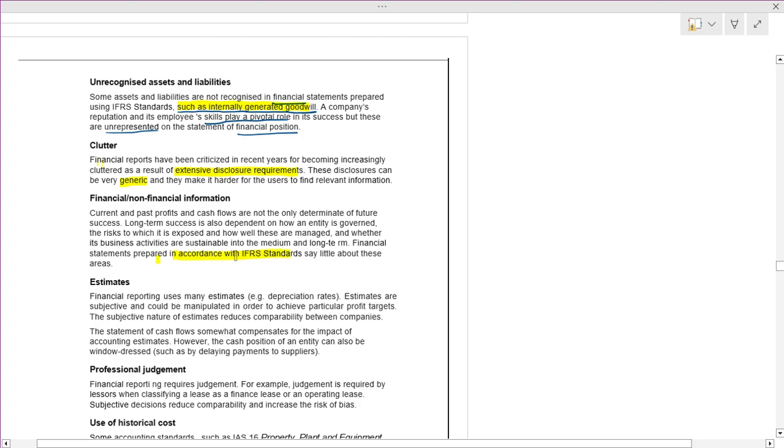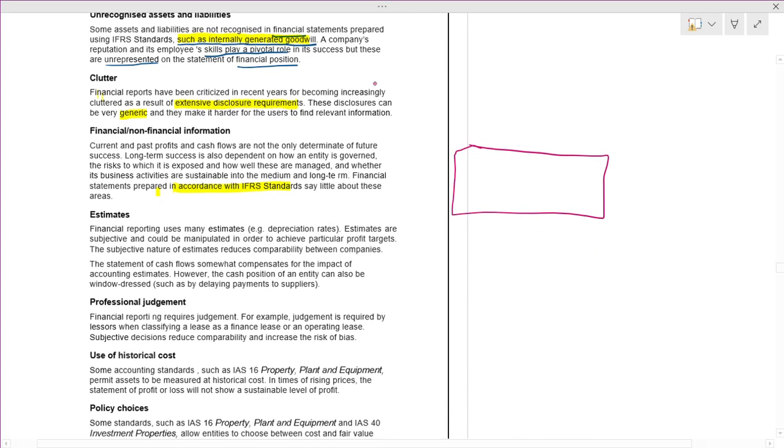Financial statements are prepared in accordance with IFRS. They have given a framework, that's all. They gave us a boundary as such. And financial reporting uses many estimates, for example in depreciation. It's a subjective estimate, and the nature of estimates reduces comparability. When we are talking about financial accounting limitations, we have to be very specific in this area. It is about professional judgment.